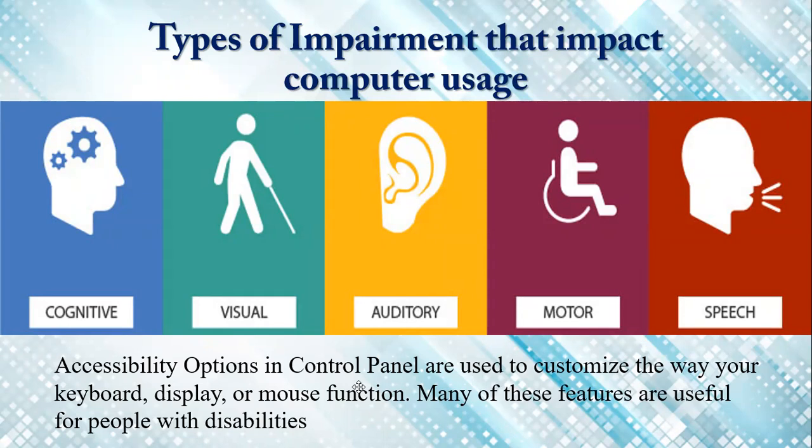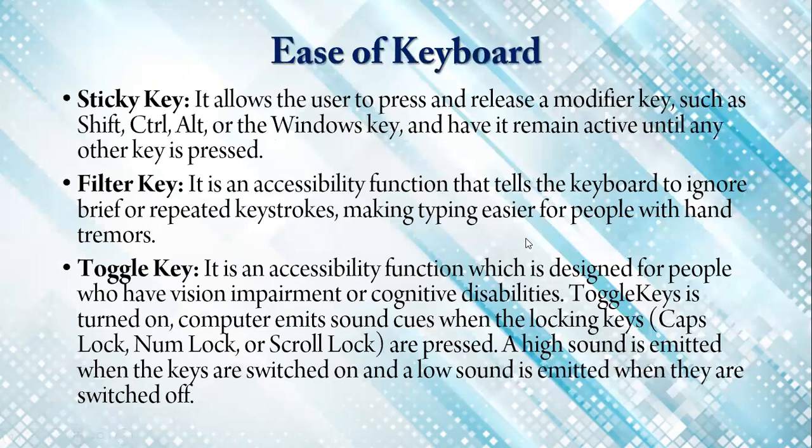So accessibility options in the control panel are used to customize the way your keyboard, display or mouse will function. Many of these features are useful for people with disabilities. For example, for ease of keyboard use, there are these three keys which you can turn on: sticky key, filter key, and toggle key.